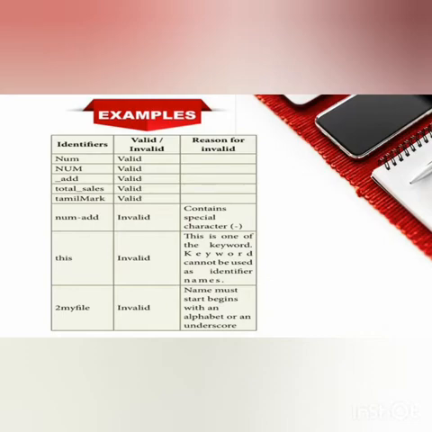But you should not use a space, as that is considered invalid. The next example is num-add. This is invalid because we should not use any special character. Here the special character is a hyphen, which is considered invalid. The next example is this. It is invalid because this is one of the keywords. A keyword cannot be used as an identifier name. The next example is 2myfile. This is also invalid because the first character of an identifier should be an alphabet or an underscore. Here the first character is a number, so this is considered invalid.